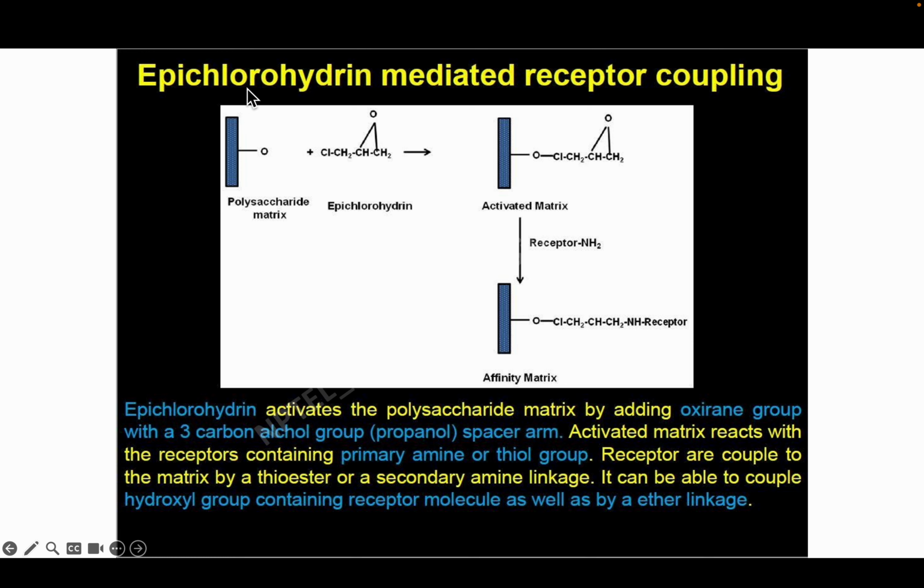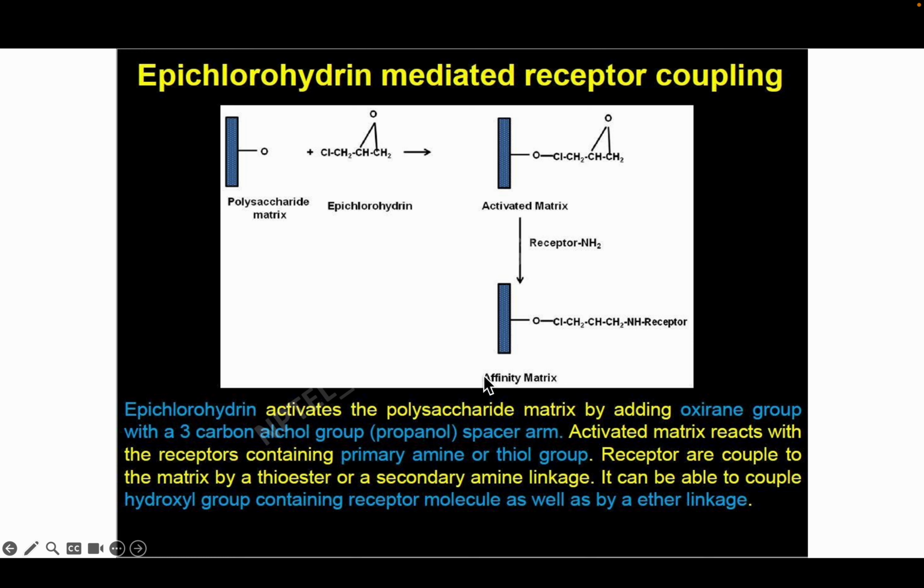So this is another method, which is epichlorohydrin mediated receptor coupling. This is a polysaccharide matrix and you have epichlorohydrin. This oxygen group will bind with this matrix, and using this epichlorohydrin there is some chemical reaction which will activate the matrix. Now if you add receptor NH2, here you can see this oxygen is binding with a chlorine. That oxygen is an epoxide, so it will bind to the NH, and the receptor also has this NH2 group, so from that the NH will get bound.